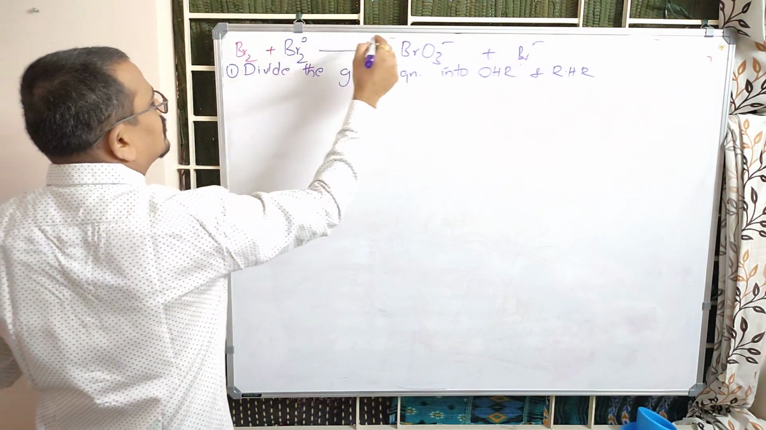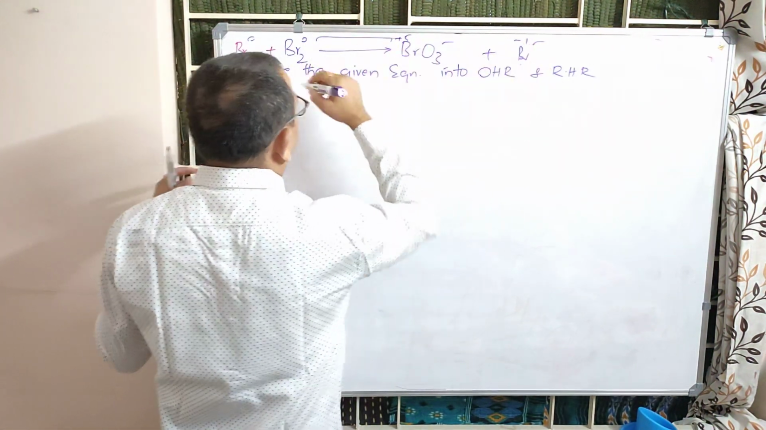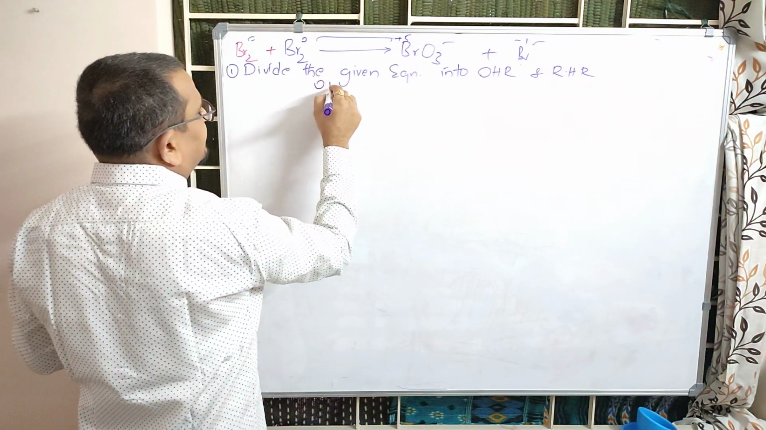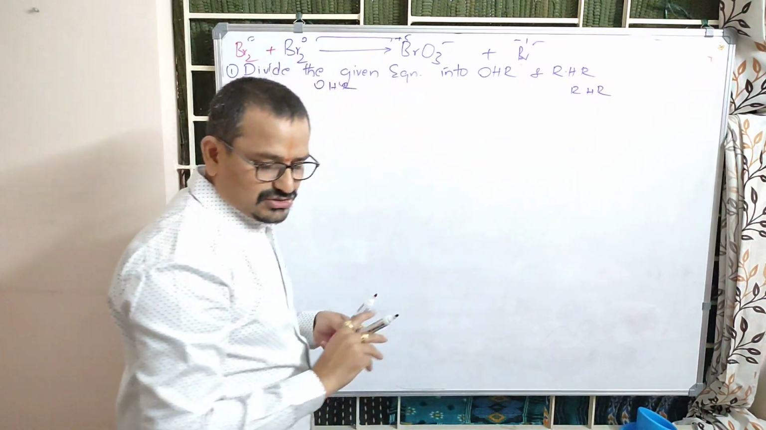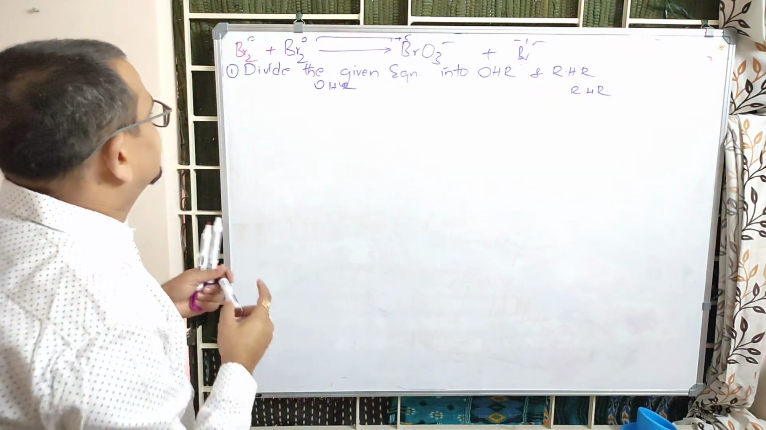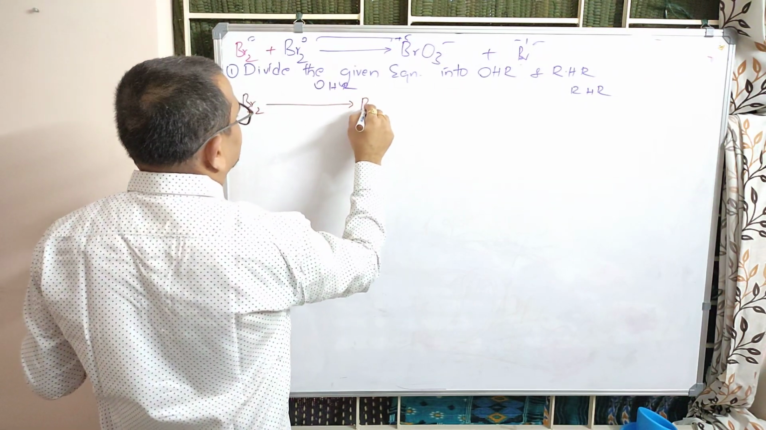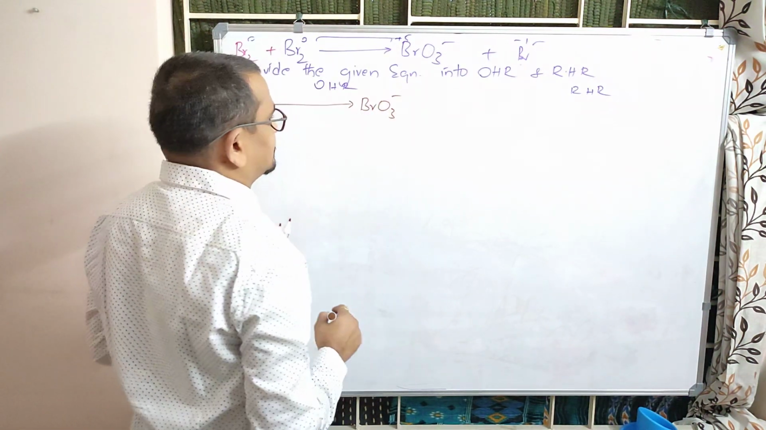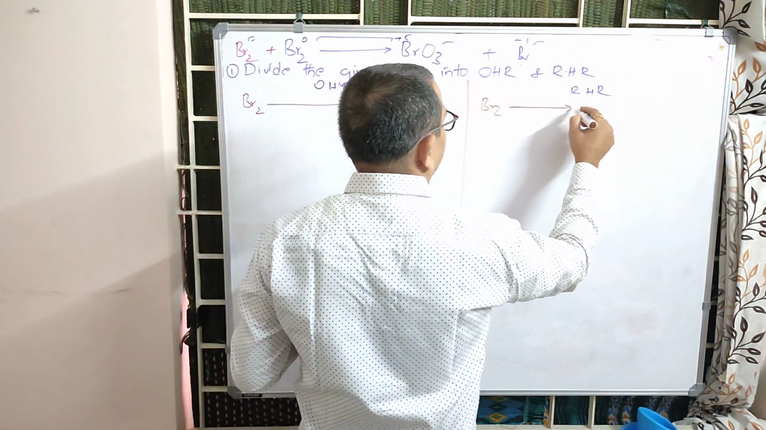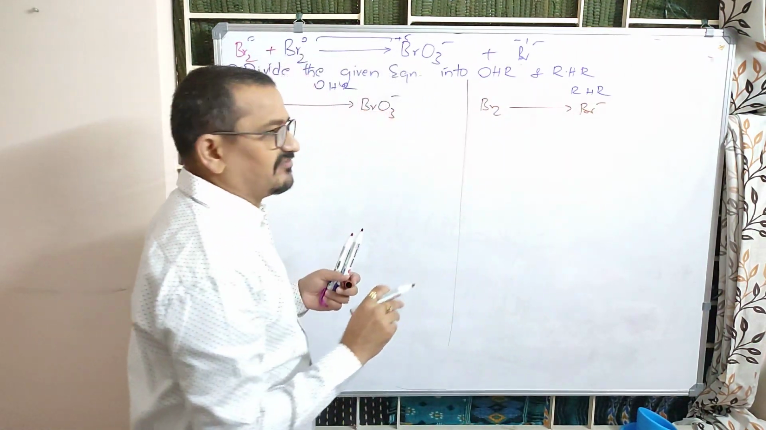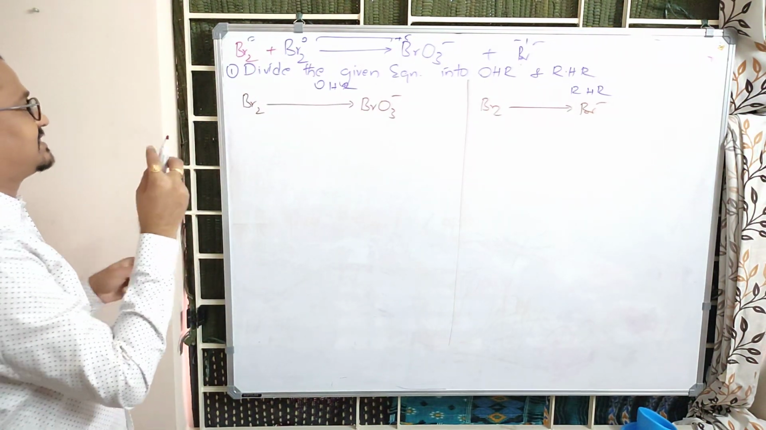So this is 0 to plus 5 oxidation. This is 0 to minus 1 reduction. So one side oxidation half reaction, other side reduction half reaction. What is the oxidation half reaction in this? See, Br2 is oxidized to BrO3 minus. Reduction half reaction is Br2 is reduced to Br minus. This is step 1. What is step 2?